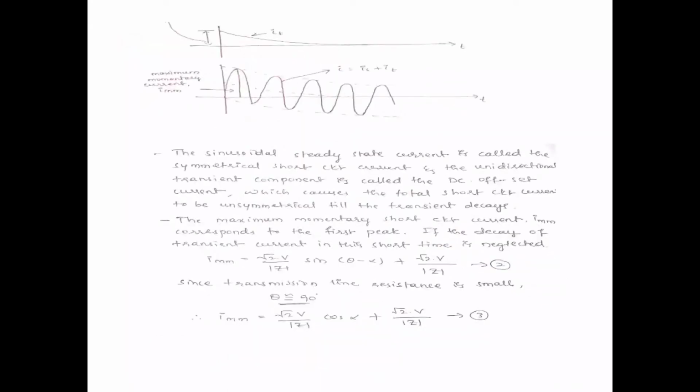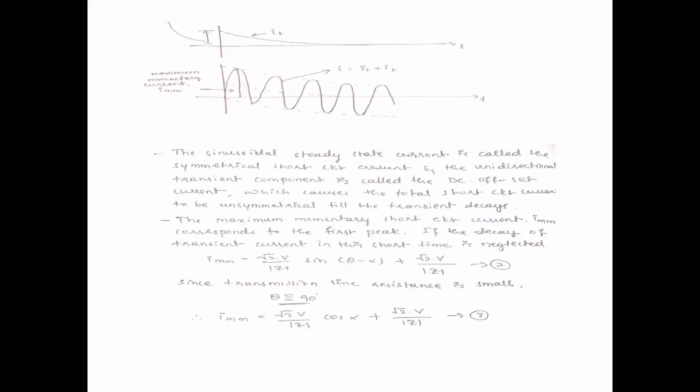The sinusoidal steady state current is called the symmetrical short circuit current, and the unidirectional current causes the total short circuit current to be unsymmetrical till the transient decays. It means the current will be unsymmetrical till the transient decays. The maximum momentary short circuit current, IMM, corresponds to the first peak; the decay of the transient current in this short time is neglected. It is IMM.